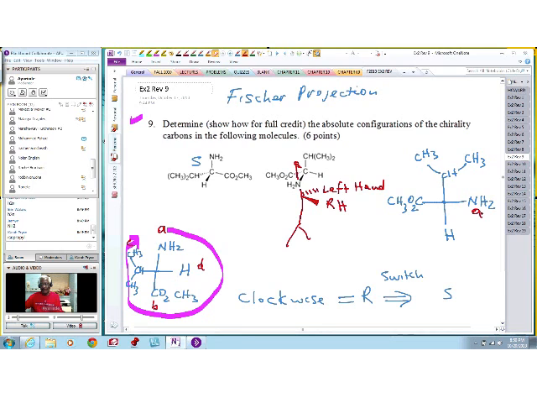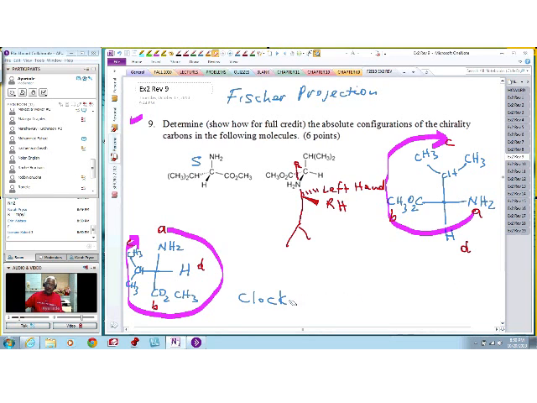Okay, nitrogen, this is A. This group here, therefore, will be B. And the isopropyl group will be C. And the hydrogen will be D. So we make our motion from A to B to C. We ignore group D, A to B to C. Okay, so what is that motion again? Okay, clockwise, which means that it is R.